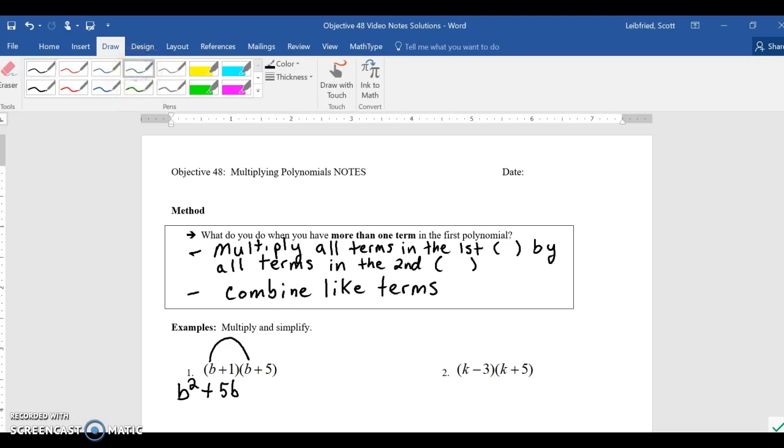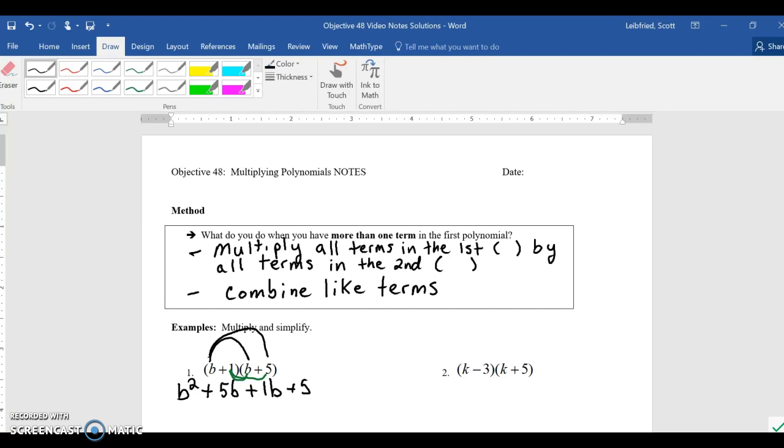Then we're going to take 1 and multiply it by b, and that's 1b. And then we're going to take 1 times 5, and that's 5. Now, what we have to look at is, are there any like terms? And you'll notice that 5b and 1b are like terms. So we have to combine those.